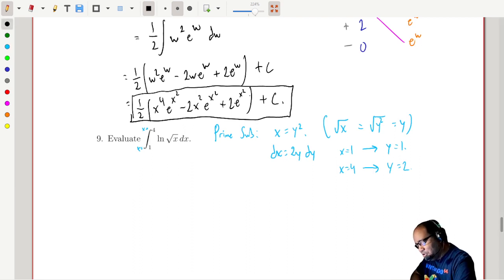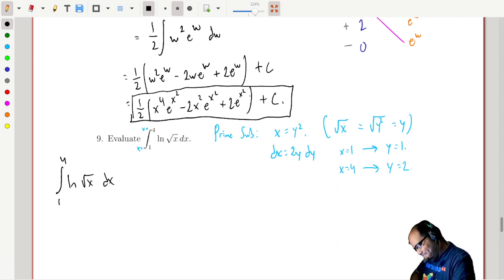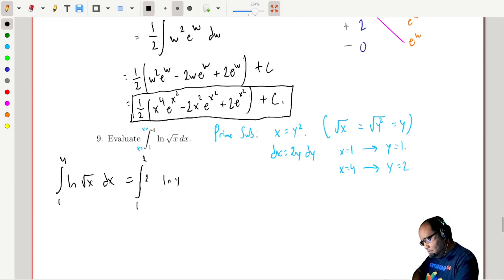Now we're going to do the priming substitution here. Let's write down what we have: the integral from 1 to 4 of log of square root of x dx. You could also cheese this if you remember one of the log power rules, but this is going to demonstrate something too. So we change variables: it's the integral from y equals 1 to y equals 2 of log of y, and dx is now 2y dy.